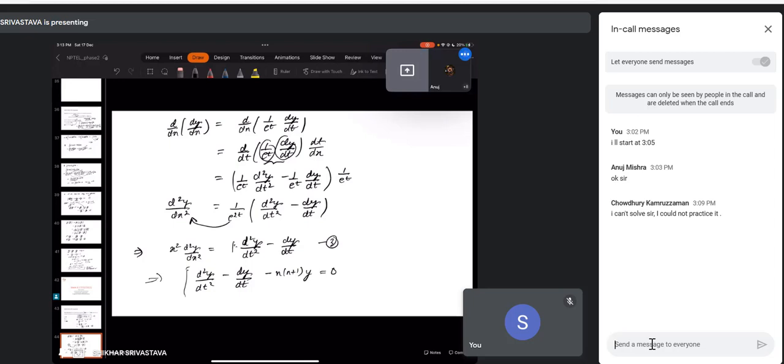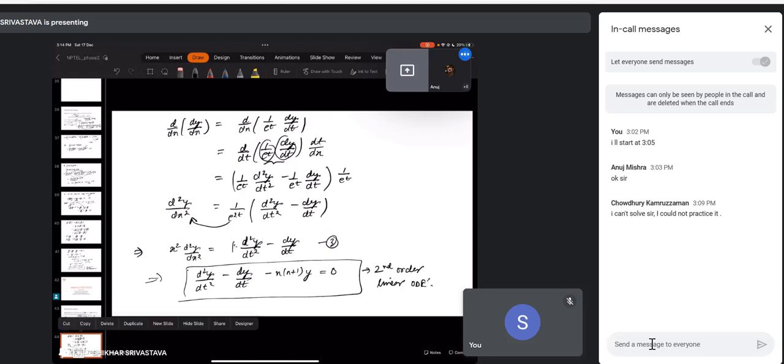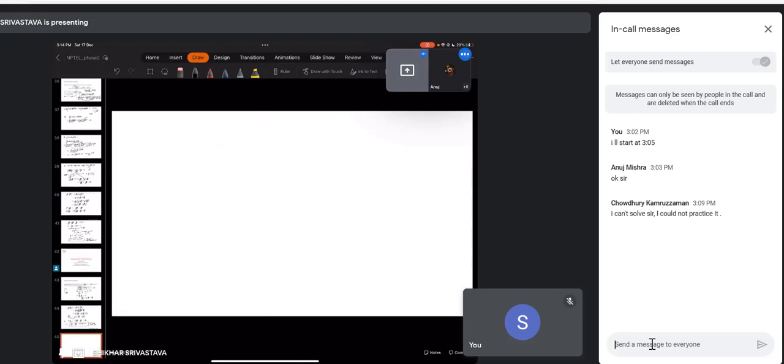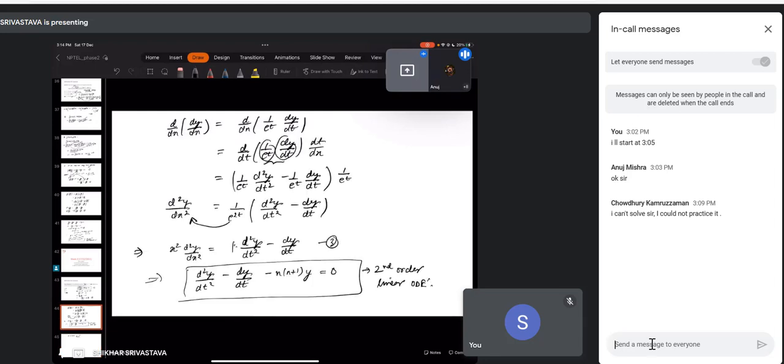Now this is the general form of any second order linear ordinary differential equation, ODE. Okay, this is second order. So the general method to solve a second order linear differential equation is to assume the solution y is some exponential rt. This is the assumption which you make when you solve any second order linear differential equation with constant coefficients.